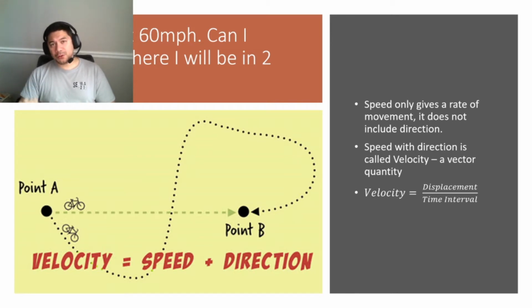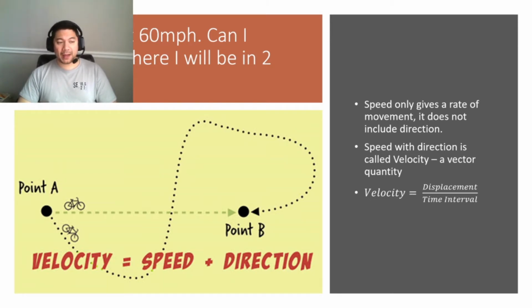If we include direction, like if I want to say I end up in Chattanooga, then we need to say I drive at 60 miles per hour northwest. 60 miles an hour northwest puts me around Chattanooga in a couple hours. So notice that by adding in the direction, I can now point to where I'll end up. This is what we call velocity. Velocity is speed with direction.